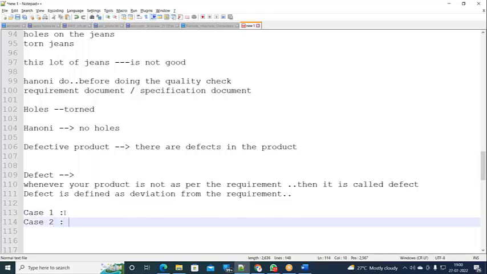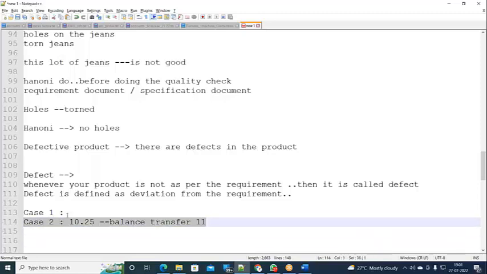Now case two. The same Jay Krishna has answered this. My latest project was an online banking application. In this online banking application, we are doing a balance transfer. The balance transfer I have done was for 10 rupees 25 paisa, but the money actually transferred was 11 rupees. So this is not as per the requirement, hence this is the defect. This is what Jay Krishna has answered in case two.